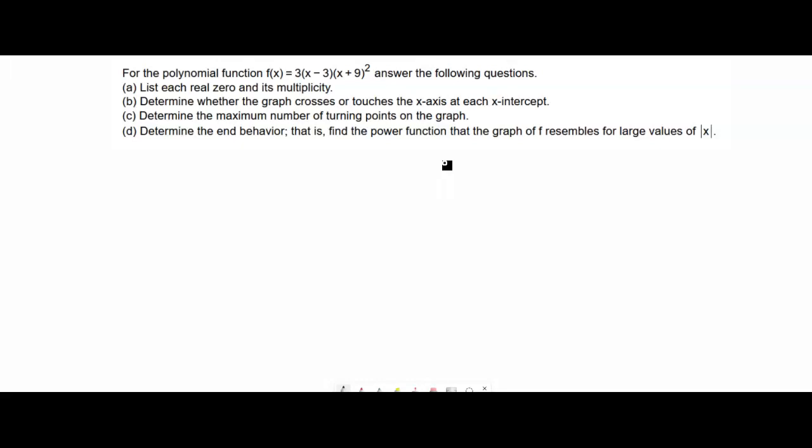Today we're going to take a look at this problem where we're given a polynomial function. It's already factored for us, and we want to answer some questions about the roots and the multiplicity, its end behavior, and whether it crosses. So let's go through each one.